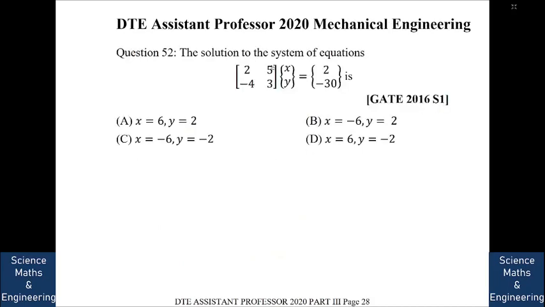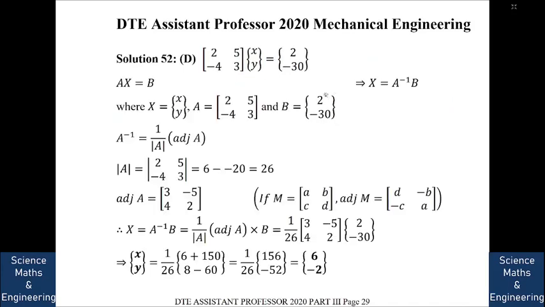Next question. The solution to the system of equations [2, 5; -4, 3] [x; y] = [2; -30] is, so see, this kind of problems can be done in two ways. First one, that is the traditional method. I am showing this because we may have to do any kind of matrix calculation, so this is required.